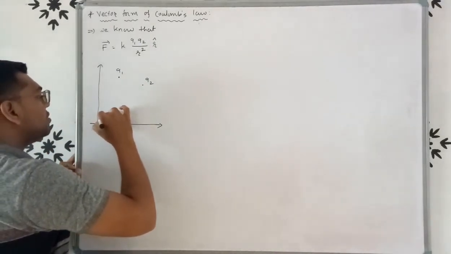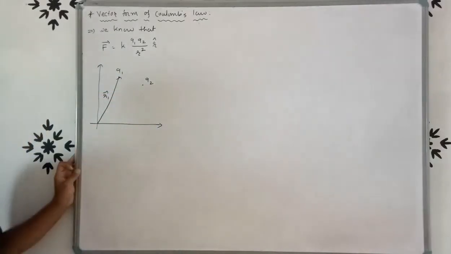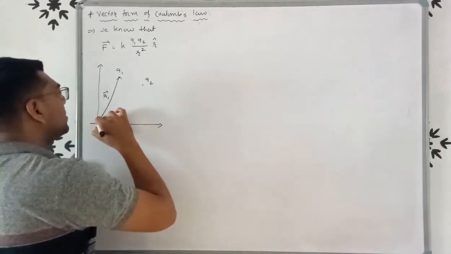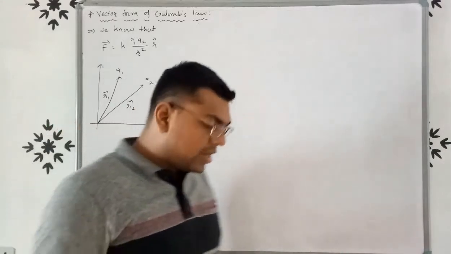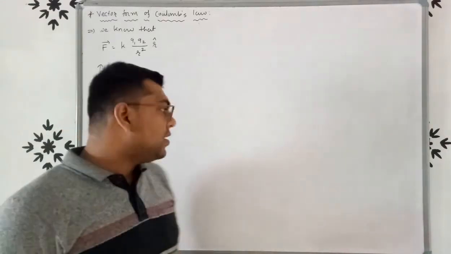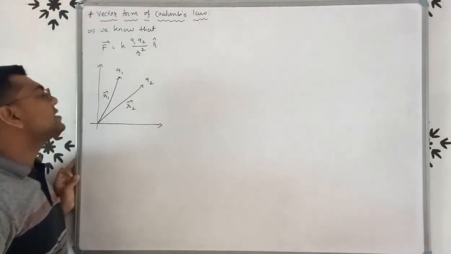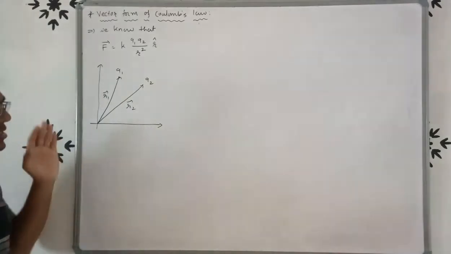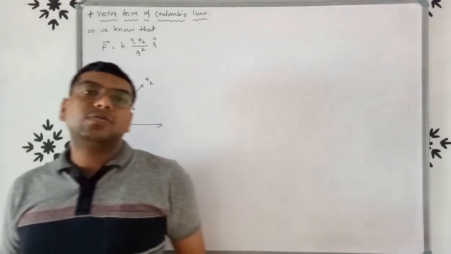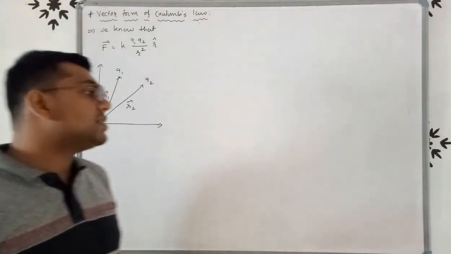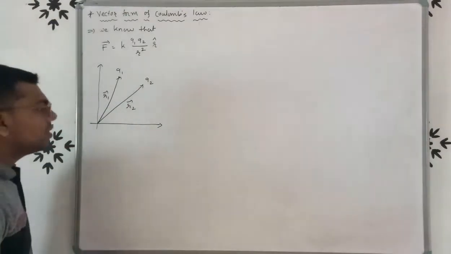from the origin to point Q1, this is the position vector R1, and from the origin to Q2, this is the position vector R2. So you can easily write that R1 and R2 are the position vectors of point charges Q1 and Q2. Again I repeat, R1 and R2 are the position vectors of point charges Q1 and Q2.